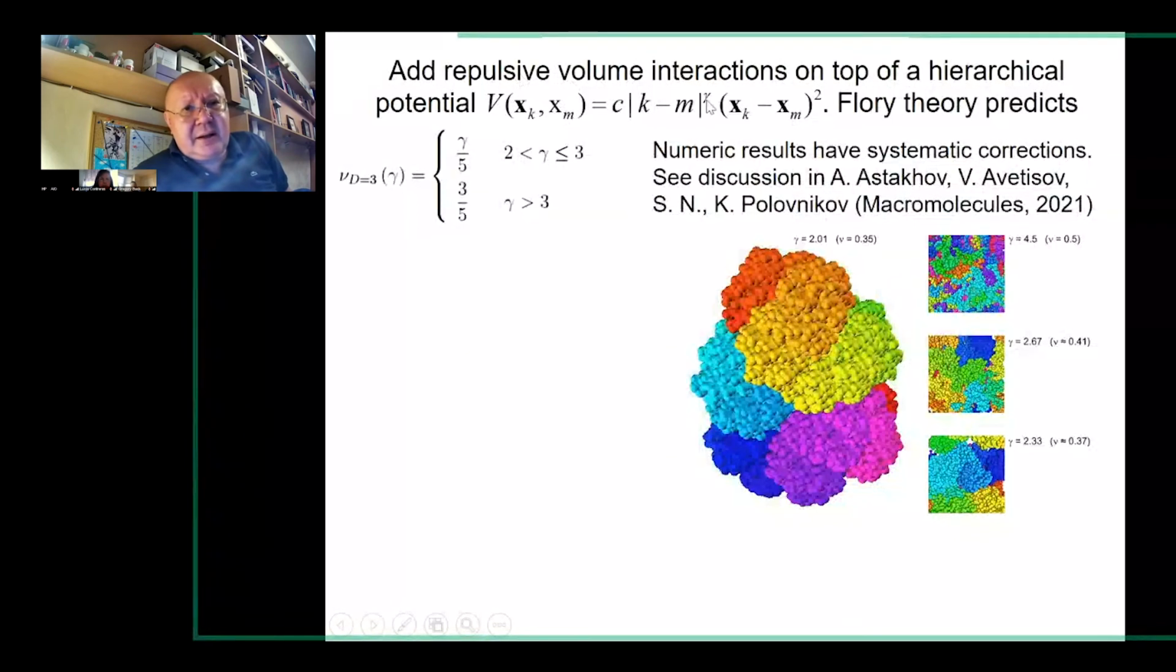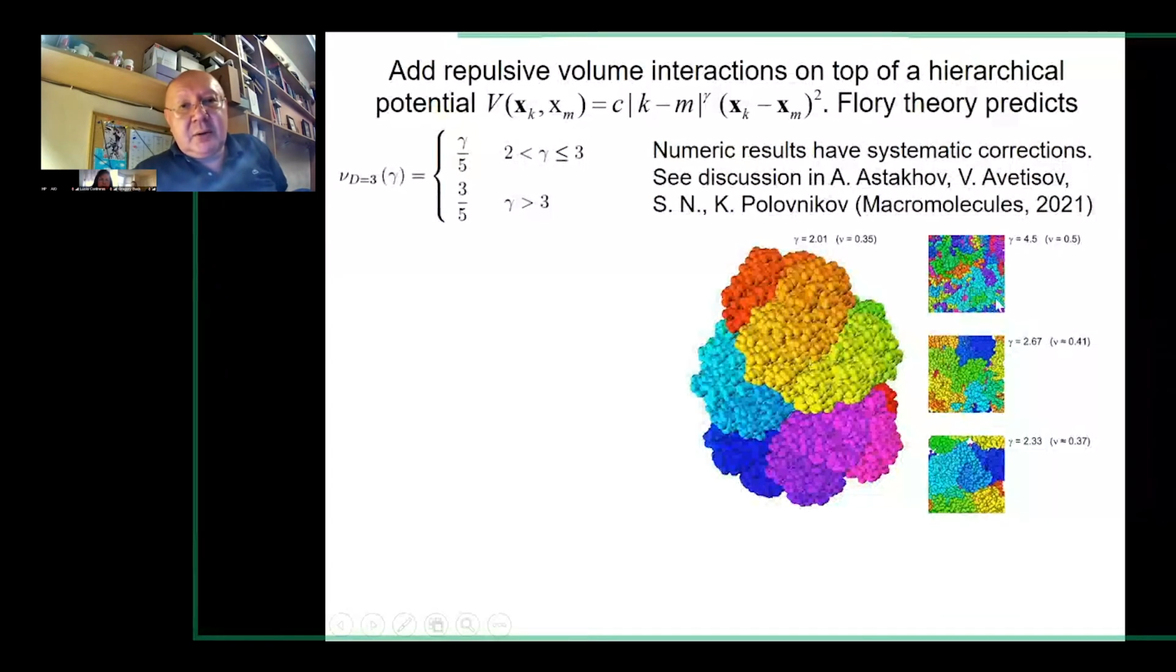We have generated, by using a special hierarchical potential, configurations of the random walk with volume interactions in 3-dimensional space with fractal dimension between 3 and 2. 2 is the typical random walk, and 3 is this crumpled random walk, hierarchical on all scales. And here you can see the result. When you are closer and closer to fractal dimension 3, you can see more and more pronounced territories. These are configurations where parts close along the chain are close in space as well.